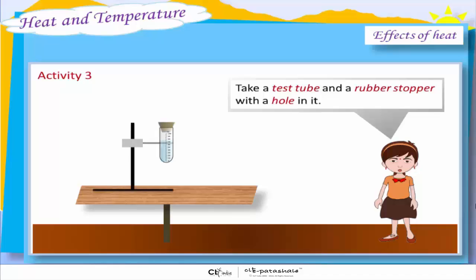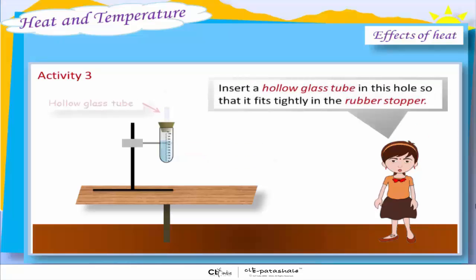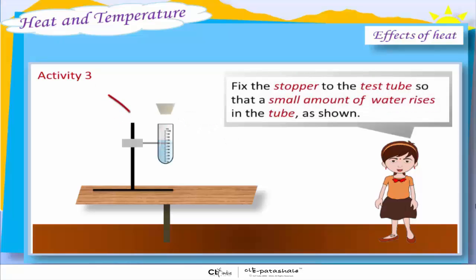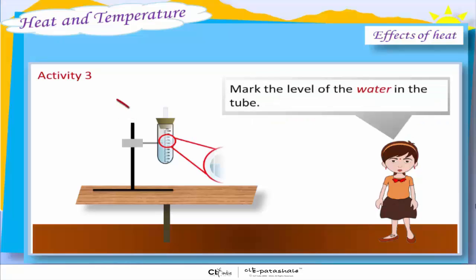Take a test tube and a rubber stopper with a hole in it. Insert a hollow glass tube in this hole so that it fits tightly in the rubber stopper. Fill the test tube to the brim with water. Fix the stopper to the test tube so that a small amount of water rises in the tube as shown. Mark the level of the water in the tube.